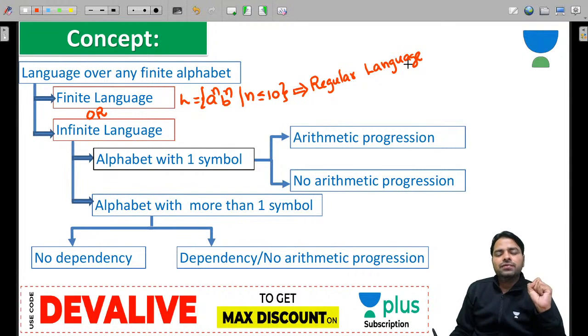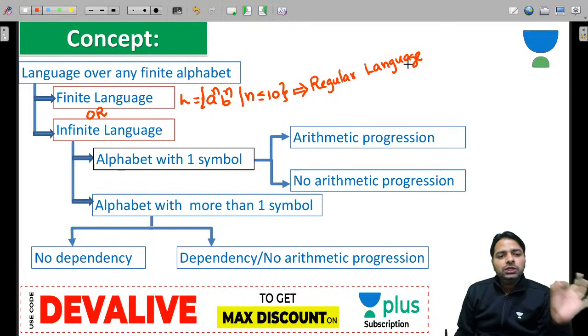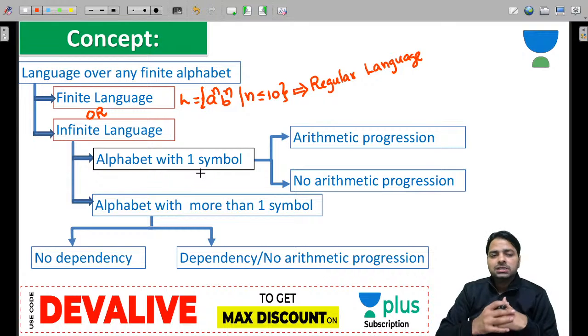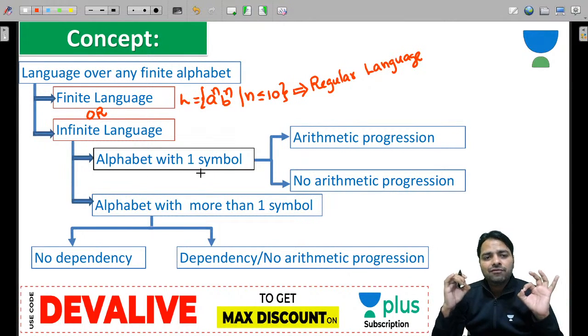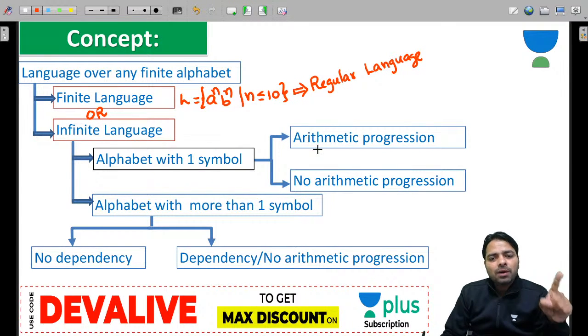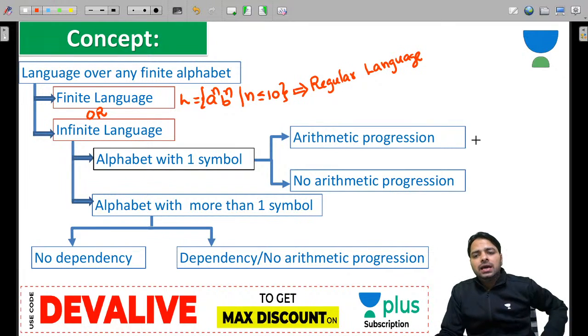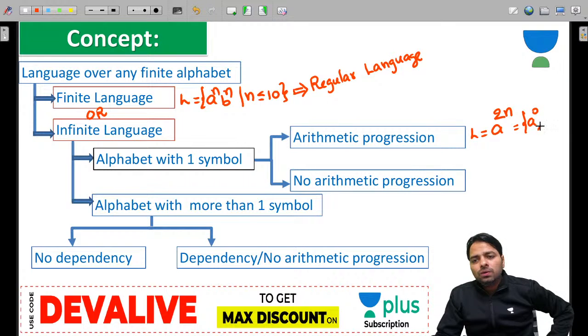And if the language is infinite, we have two cases. It could be regular or it could be non-regular. Then how do you identify? You need to look at whether the alphabet has one symbol or more than one symbol, because no alphabet contains 0 symbols. At least you should have one symbol in your alphabet. If you have an alphabet with one symbol, you have to look at whether it is forming an arithmetic progression over the strings. Example, if you are saying a power 2n, in the sense you have a power 0, a power 2, a power 4 and so on.